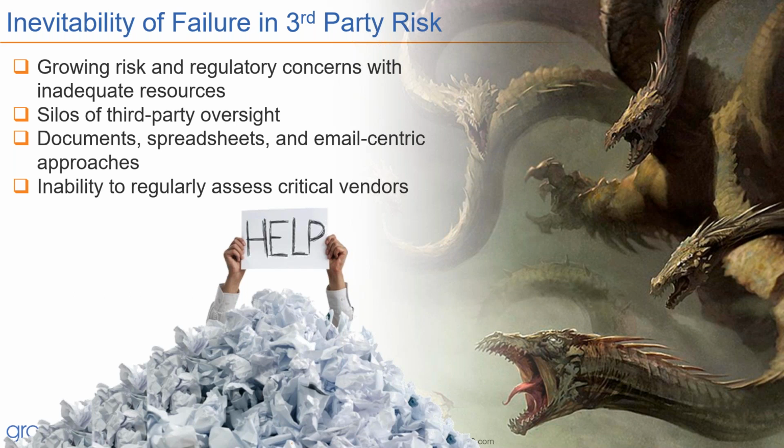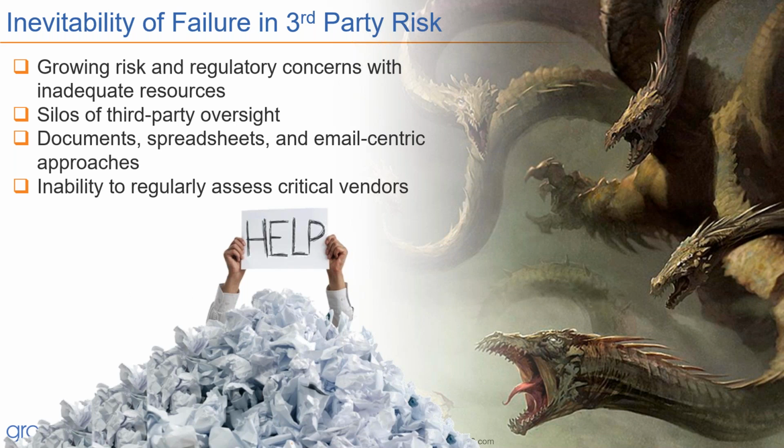There's growing risk and regulatory concerns. Documents, spreadsheets, and emails slow things down. We have the issue of silos of oversight, where different departments are doing different things. I've been interacting with a large healthcare organization in the United States. They have 4 separate functions managing different aspects of third-party risk, and they want to provide an integrated strategy across these 4 departments. Each of these functions has their own processes, 2 of them with manual processes, documents, spreadsheets, and emails, and 2 of them with different vendors to manage risk.